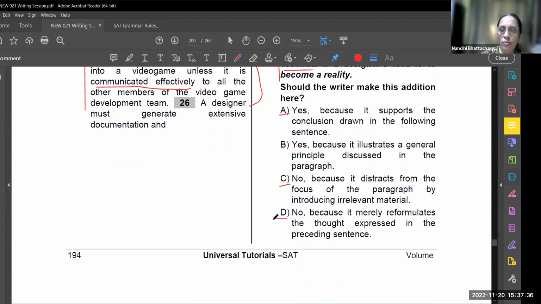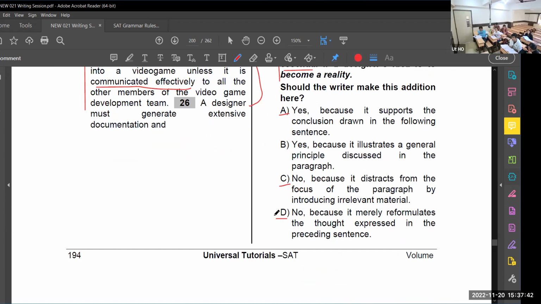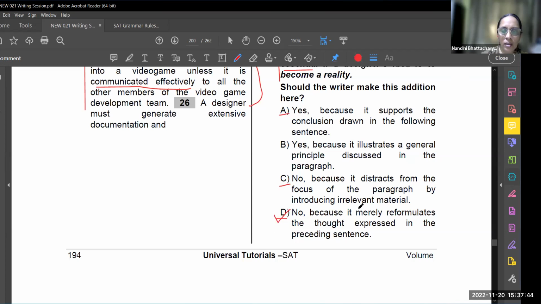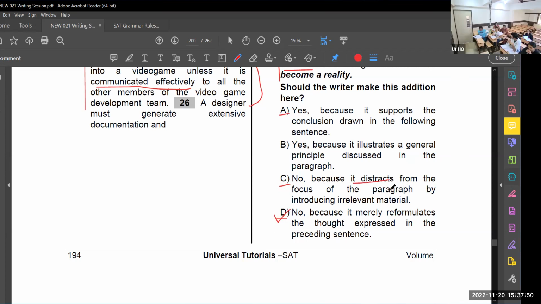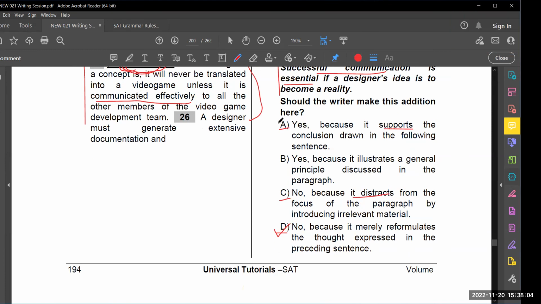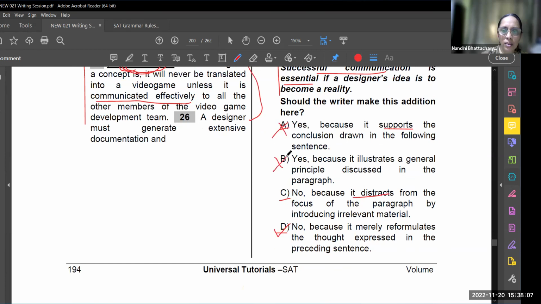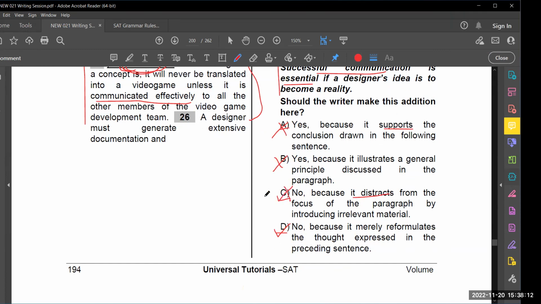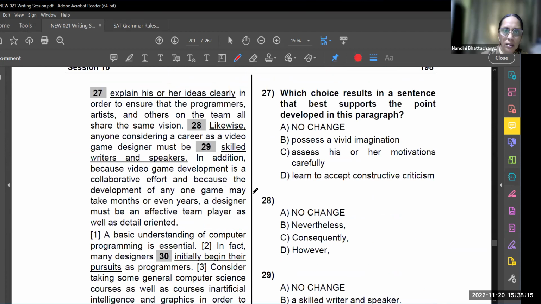So now what would your option be? It will be D, right? Now C says it distracts from the focus of the paragraph. Does it distract? No. A says because it supports the conclusion drawn in the following sentence. Is it supporting the conclusion or just restating it? No, it's just restating it. So A, we will not add, A and B eliminated. C is your answer. No, sorry, C is also eliminated. D is your answer. D, right? Okay. Now coming to number 27.